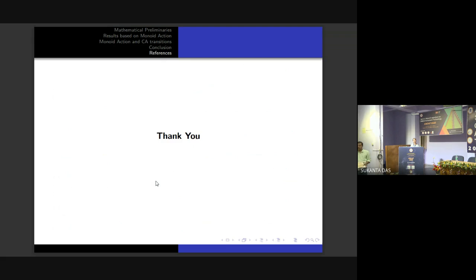I have a question. Yes, sir. Firstly, you have taken the finite case, finite state again. Will your construction work for infinite CA? Yes, we have plans, but for now, this was our initial work. We have done this for monoid action, so we are now trying to work on group action, to see if that invertibility can also be handled. And then we will definitely go on to infinite cases.